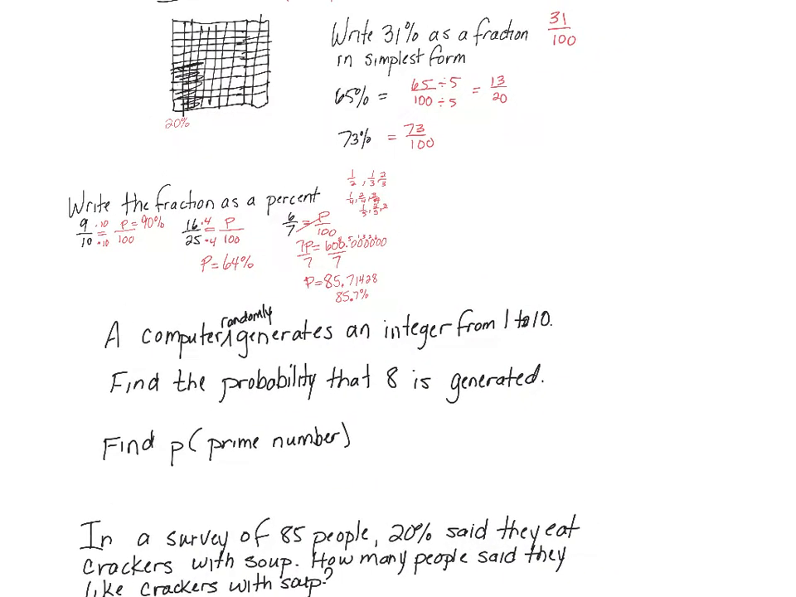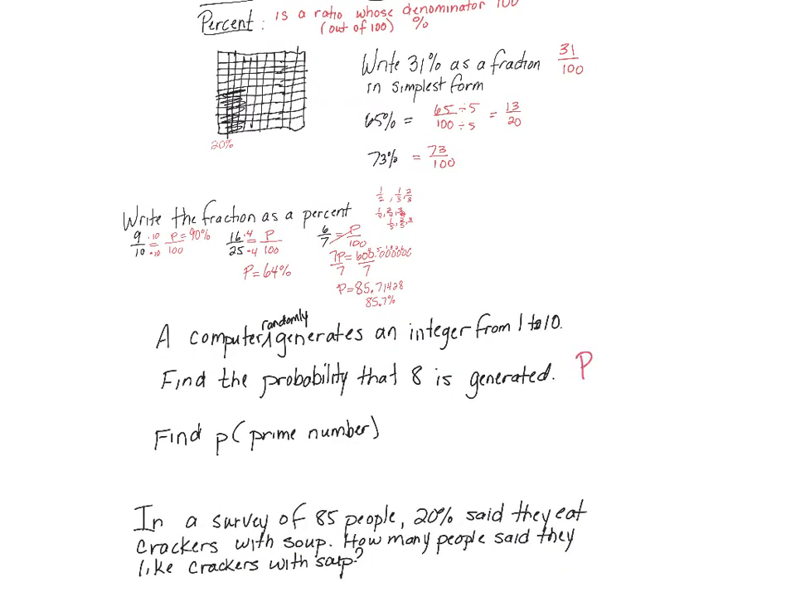Well, probability of an 8. What's the probability that 8 is drawn? Probability of an 8. Christian? 1 out of 10. So what is that as a percent? 10 out of 100, which is 10%.